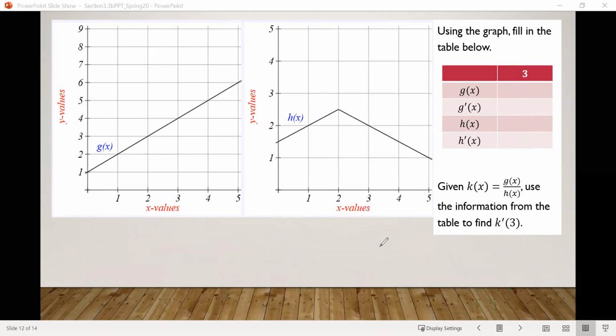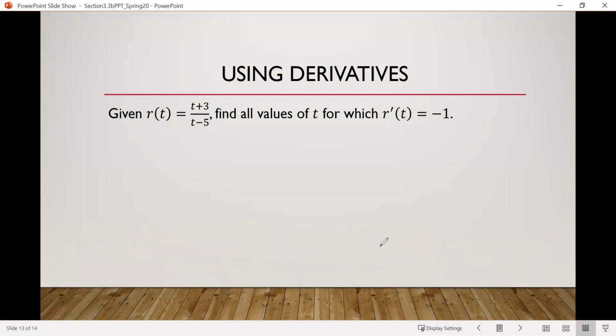All right, last thing for this section. We have a function r of t equals t plus 3 over t minus 5. Some of you may recognize this from your classwork for this section. And they want us to find all values of t for which r prime of t equals negative 1.